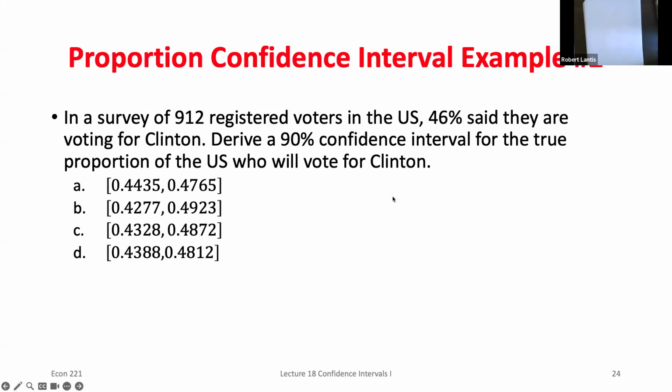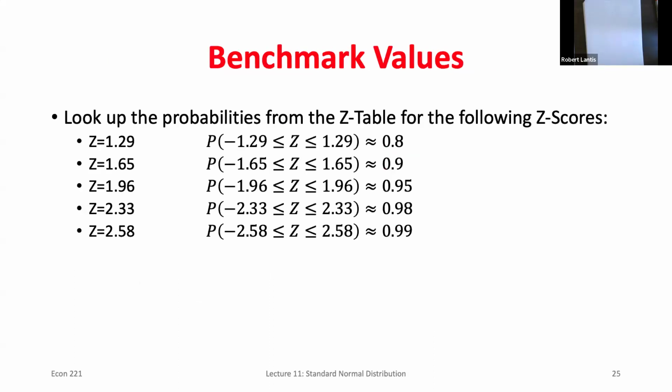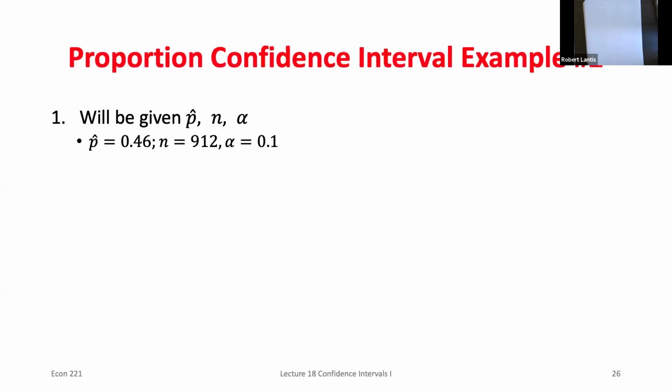From there, we've got our sample proportion of 0.46, sample size of 912. The only other thing I need in this example is alpha. Alpha is the decimal form of what's outside my interval. So 90% confidence interval, 10% is outside of it. Excuse me, decimal form 0.1. So here I've got those three things that I needed.